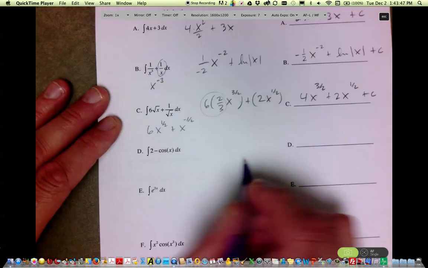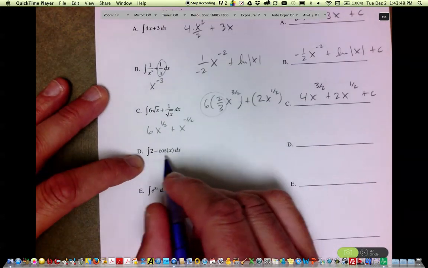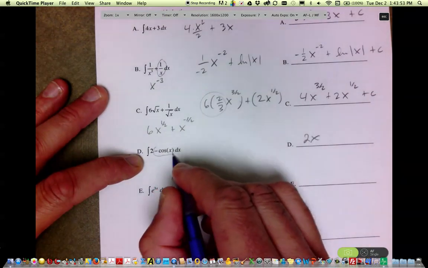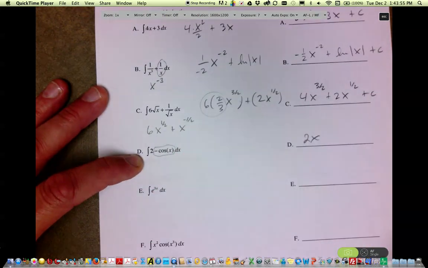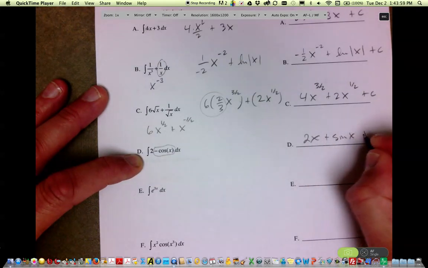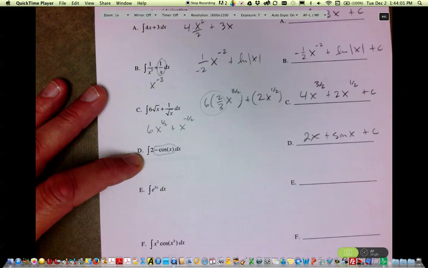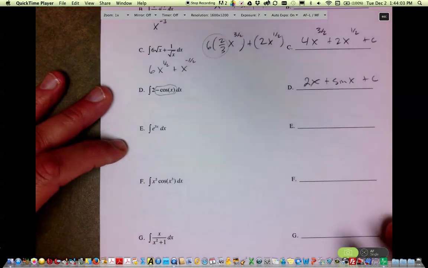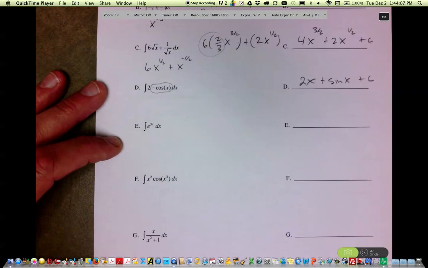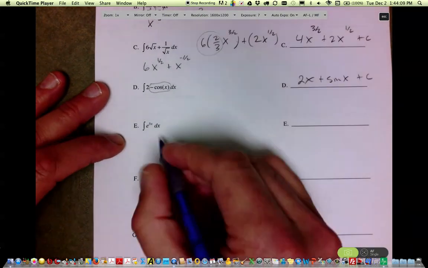Okay, next one, an antiderivative of 2 is 2x. An antiderivative of negative cosine is positive sine plus a constant. Alright, the next ones look like problems that we did Monday night, which are u substitutions.